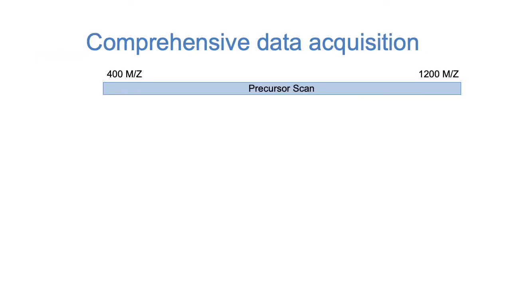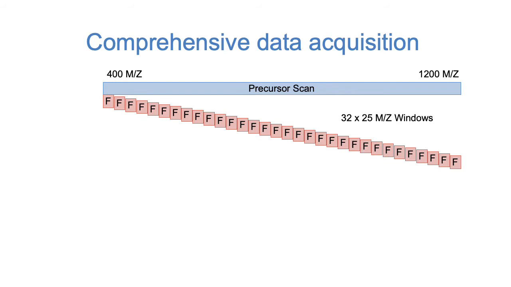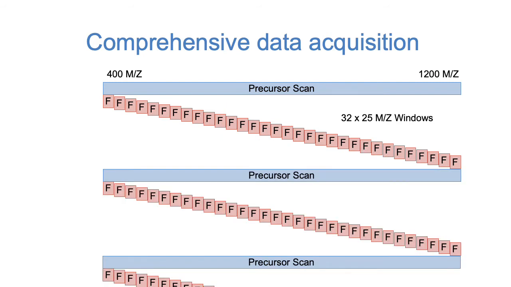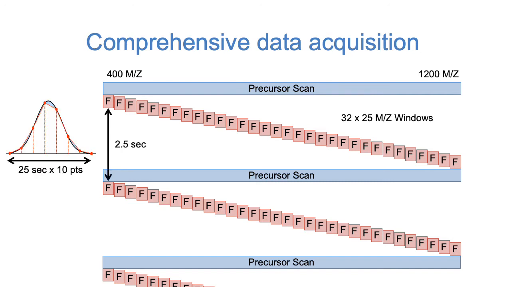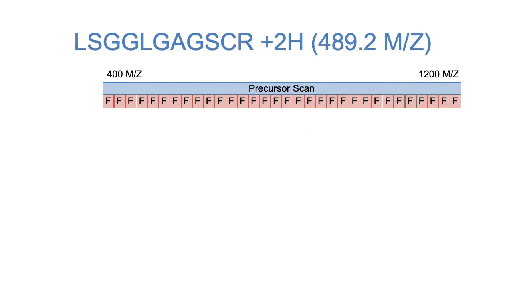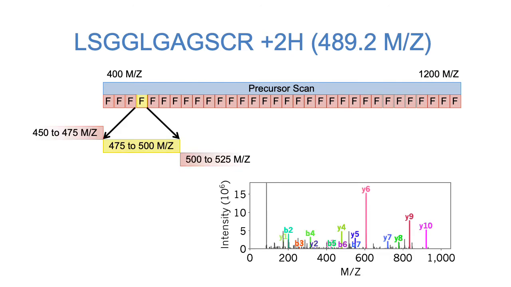In this strategy, generally people acquire a precursor spectrum followed by sequential fixed window MS/MS. Here, each window is repeatedly measured every 2 to 3 seconds, ensuring that there are enough points across the peak to enable accurate peptide quantification. Let's look at a peptide in this 475 to 500 m/z wide window. At the apex, we might see a spectrum that looks like this.